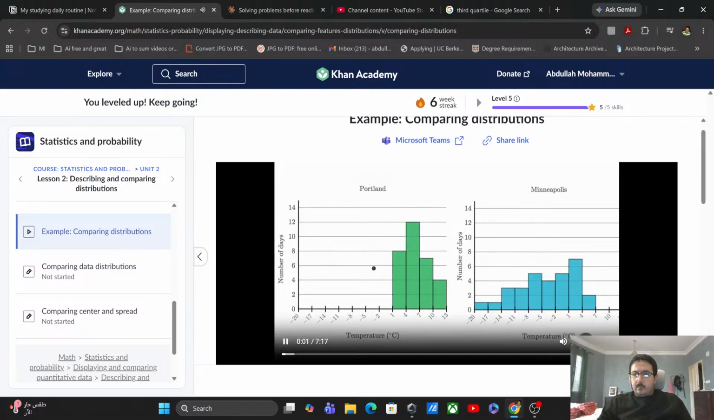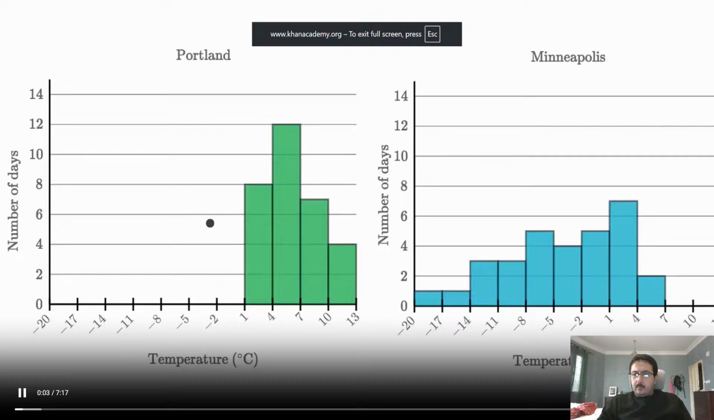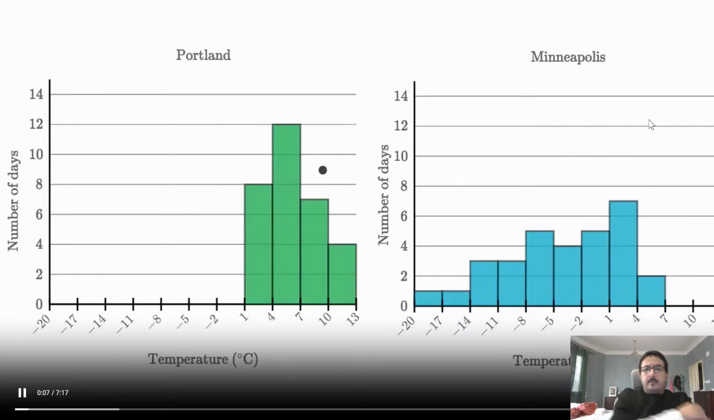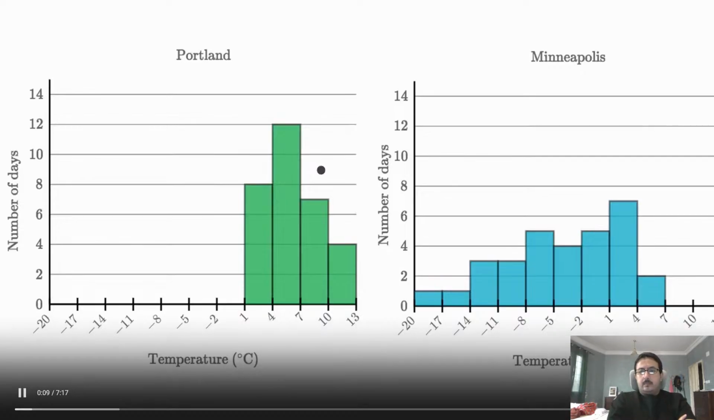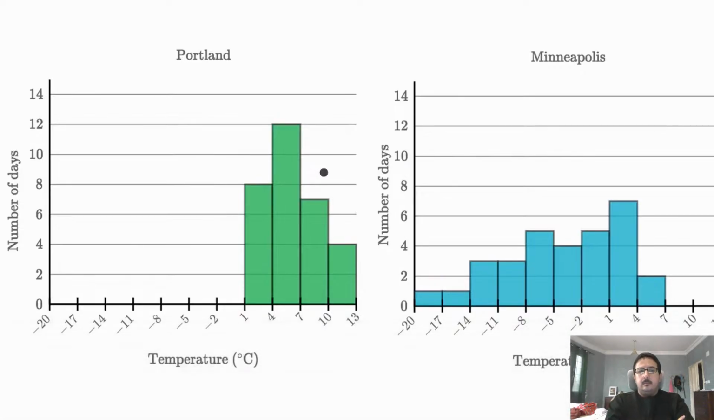What we're going to do in this video is start to compare distributions. So for example, here we have 2 distributions that show the various temperatures different cities get during the month of January. This is the distribution for Portland. For example, they get 8 days between 1 and 4 degrees Celsius. They get 12 days between 4 and 7 degrees Celsius, and so forth. And then this is the distribution for Minneapolis.